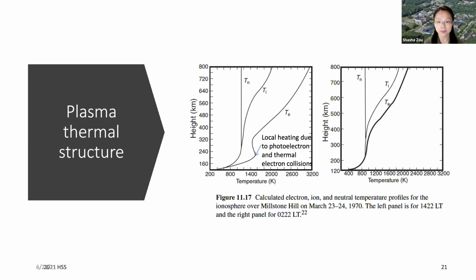At higher altitudes, due to the increased importance of the Coulomb collision between the ions and the electrons, the ion temperature will now become more and more towards the electron temperature. So due to those two different sources, ion-neutral collision, and at higher altitude, Coulomb collision between electrons and ions, it determines the ion temperature. Okay, so for the ion temperature, you don't see too big of a diurnal variation, but you do see that from the electrons.